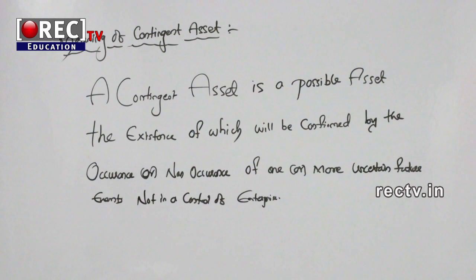And a contingent asset should not be recognized, and it should not even be disclosed in the financial statements unless it is virtually certain to be received. So if it is almost certain to be received, like 100%, then only you should disclose it in the financial statements. And a contingent liability also cannot be recognized, it is only shown in the notes to the financial statements. With this we have completed Accounting Standard 29. Thank you.